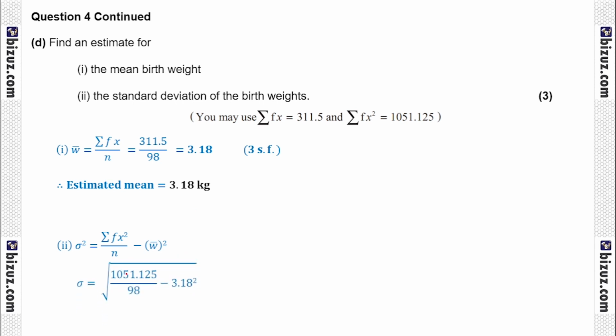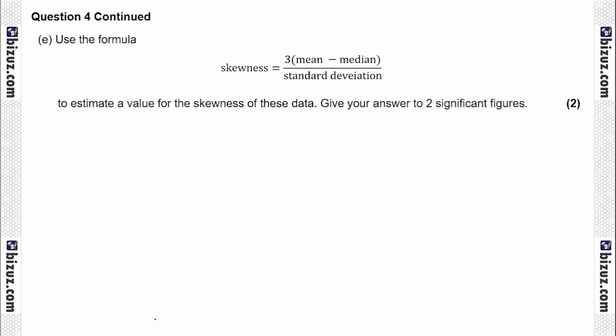If we plug in the values that we know, the sum of f times x squared is given as 1051.125, divided by n, which is 98, minus our mean, which is 3.18, squared. Since we need to find sigma, the standard deviation, we'll take the square root here. So the standard deviation is going to be 0.78895 continued, and rounded to three significant figures that is 0.789. So our standard deviation is 0.789 kilograms.